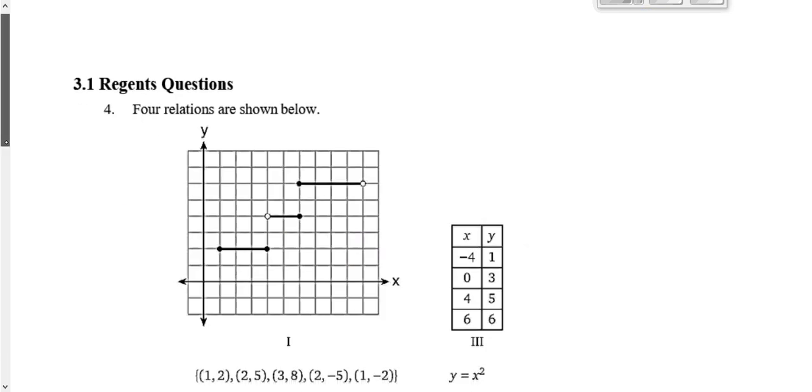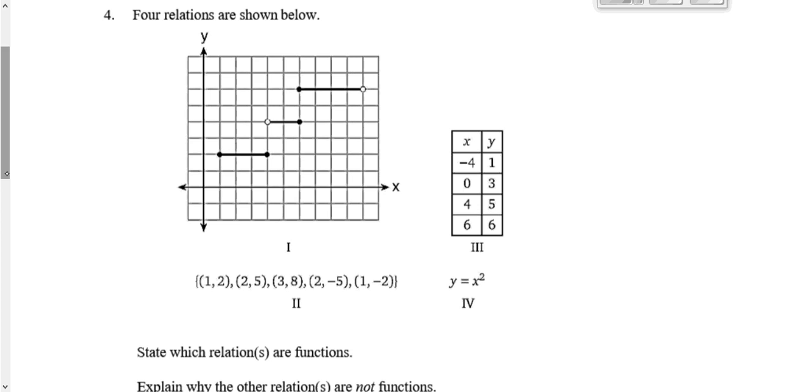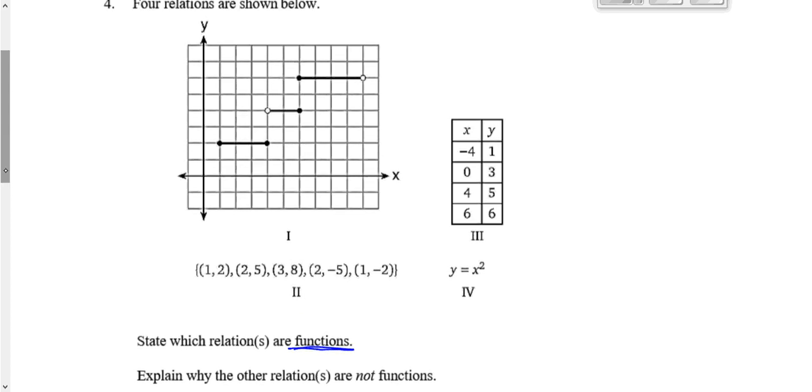Let's flip over. I look like a homework, I'm already confused about it. 4 relations are shown below. This looks like what's called a step function here in this first one. State which relations are functions. We've got 1, 2, 3, and 4. Now you guys know what the open and closed circles mean, right? Open means not included, closed means included. So that's kind of key.